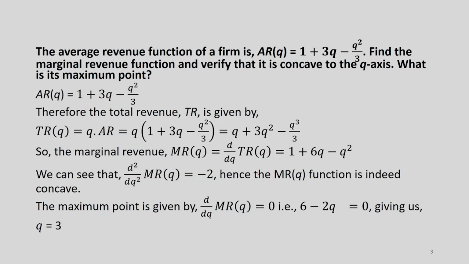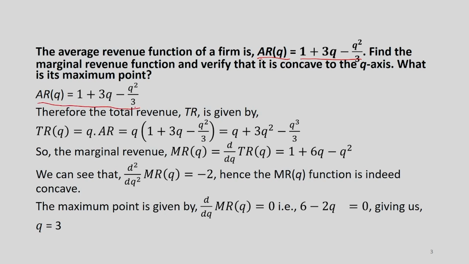The average revenue function of a firm is given to be this AR(Q). It is given to be 1 plus 3Q minus Q squared divided by 3. Find the marginal revenue function and verify that it is concave to the Q axis, and what is its maximum point?